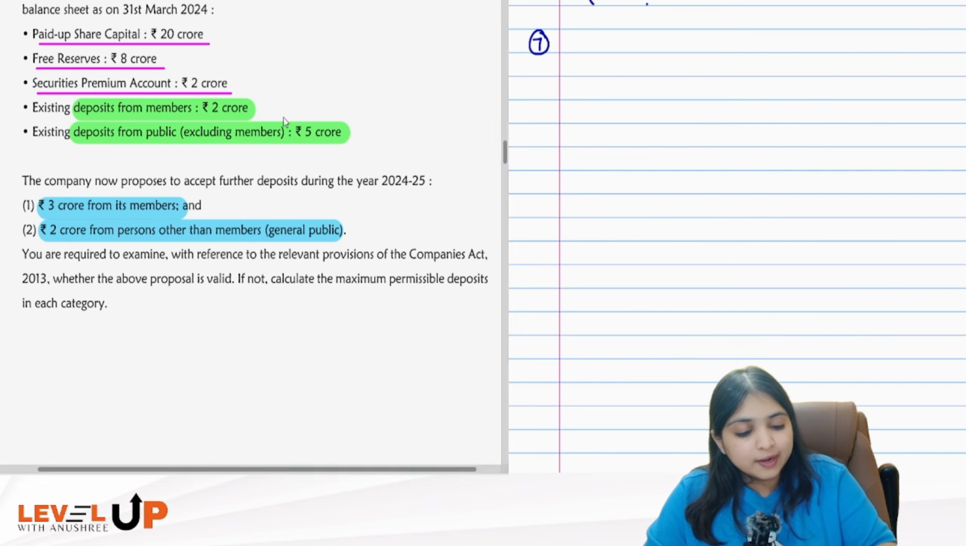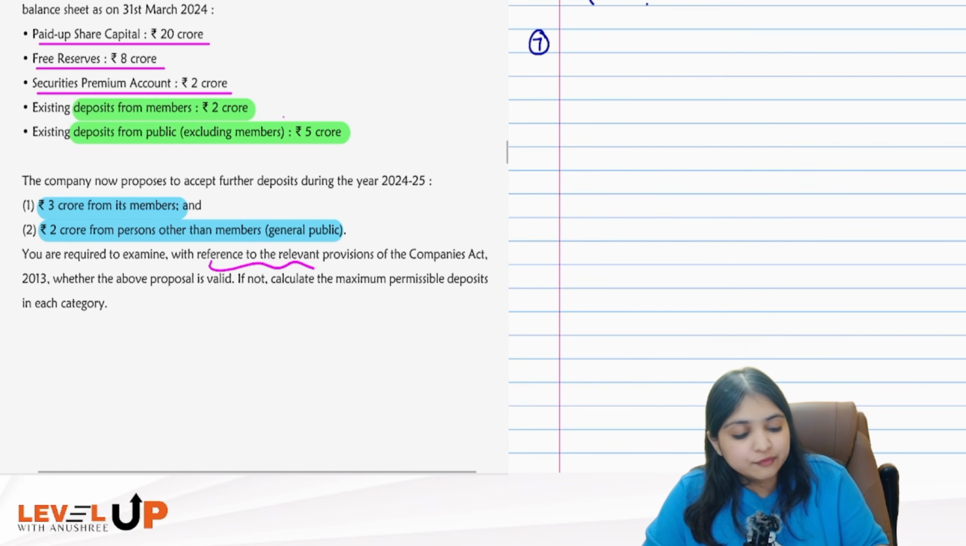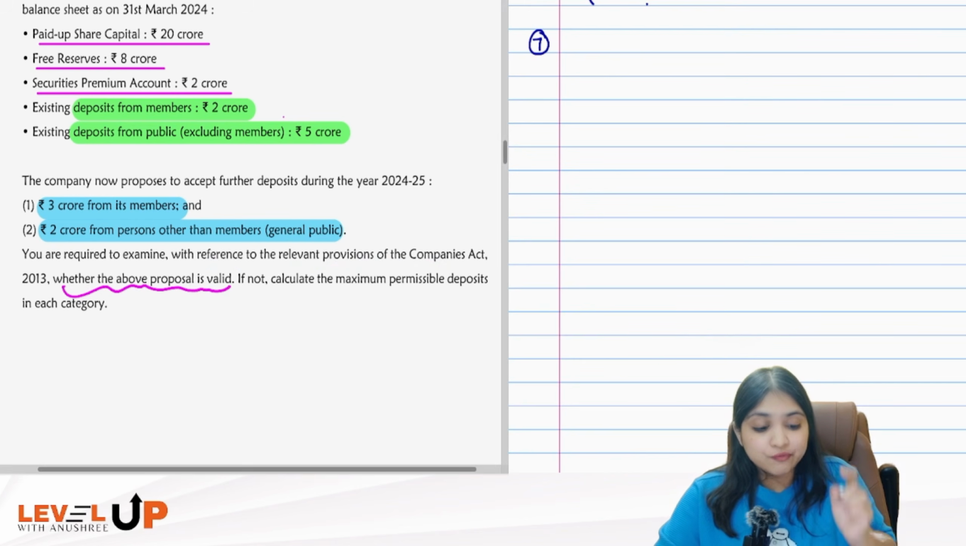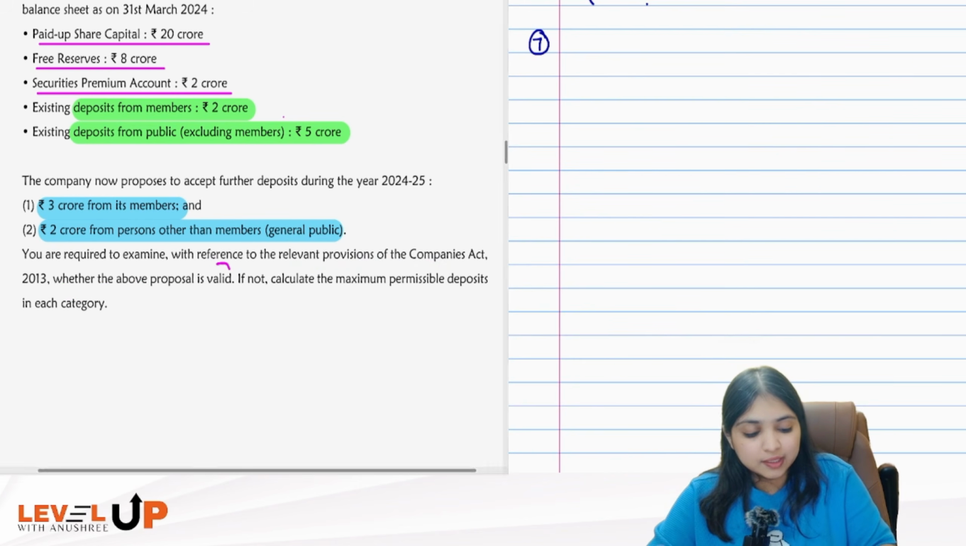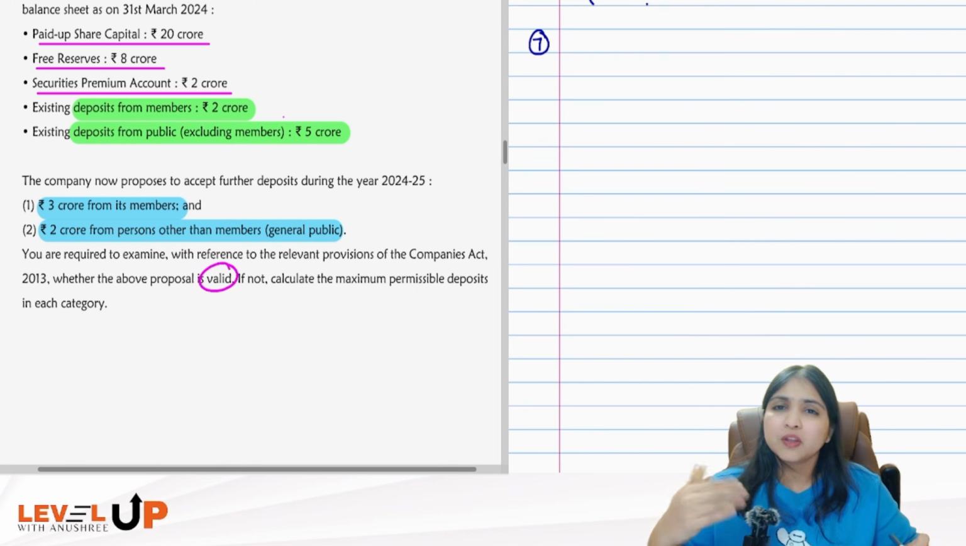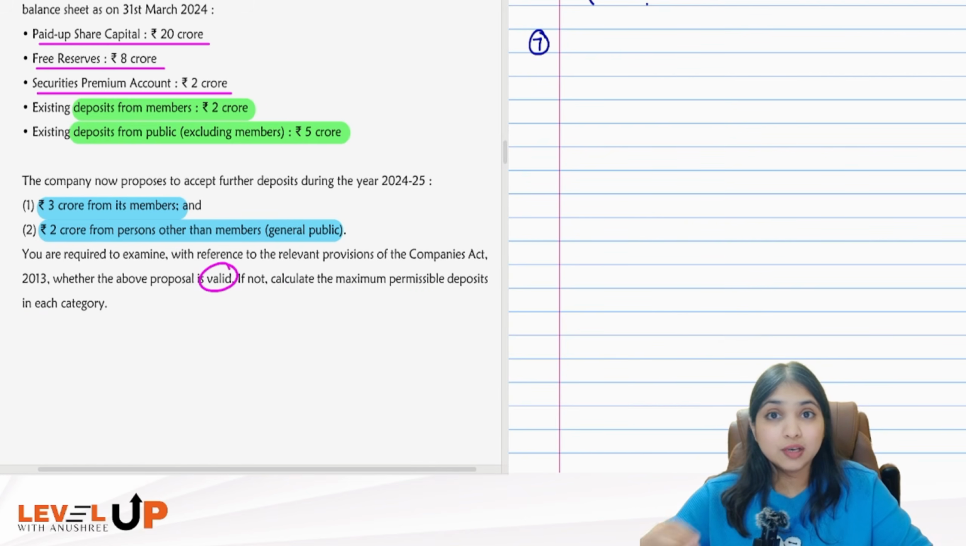Okay. You are required to examine with reference to the relevant provisions of the Companies Act whether the above proposal is valid or not. So first they are asking whether it is valid or not. Then if not, calculate the maximum permissible deposits in each category. Okay, we'll go step by step. See, first of all, the question is not about eligible company. Question is about the limits.